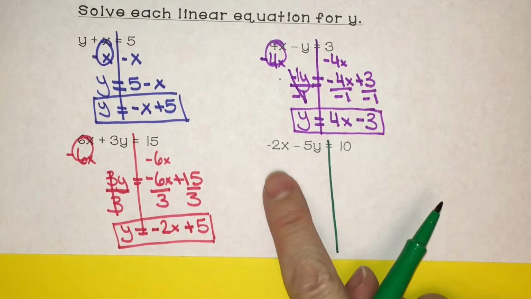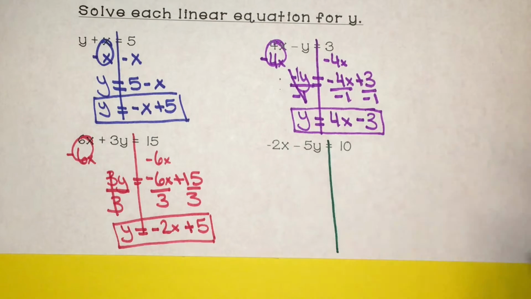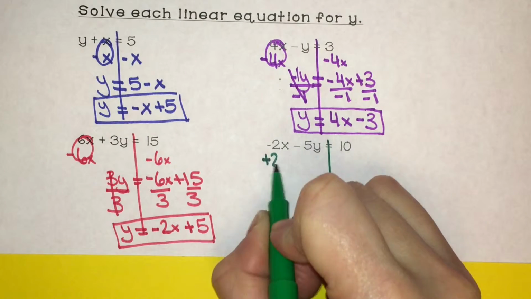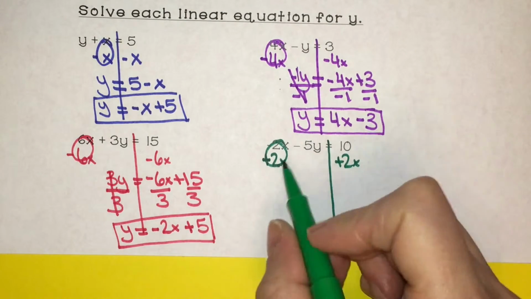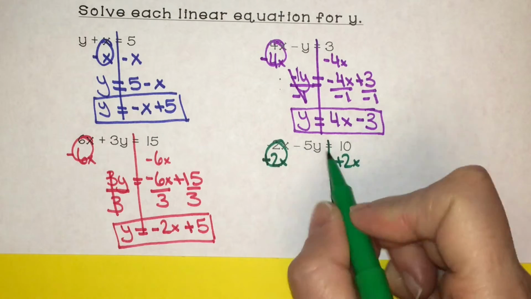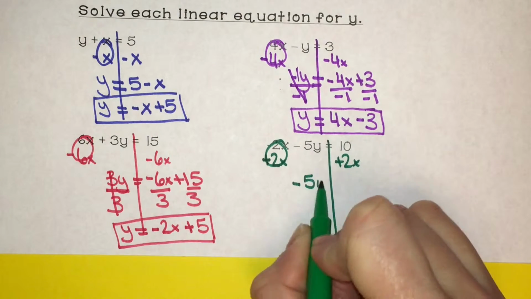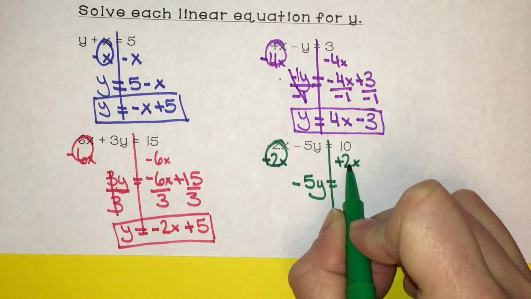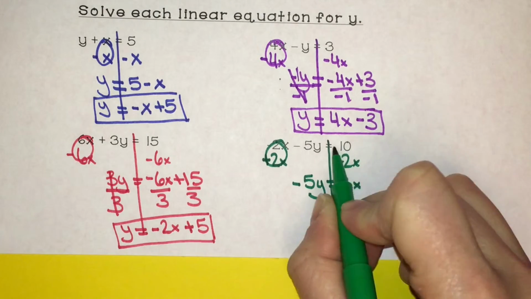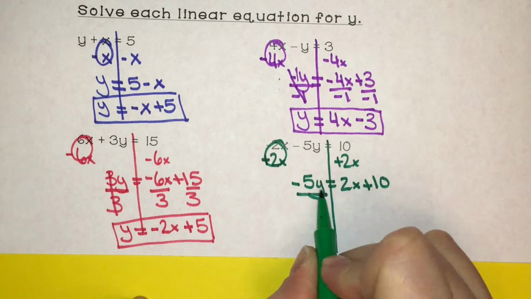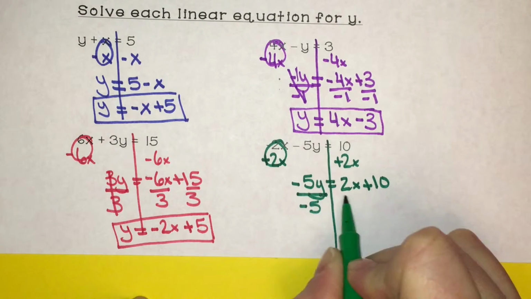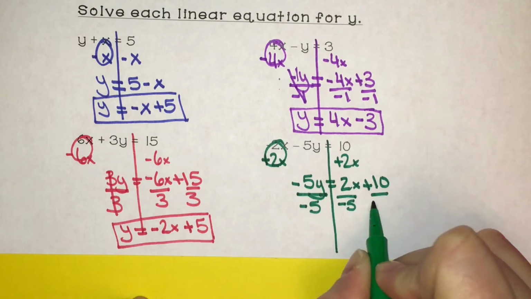Okay, so I need to get rid of that negative 2x by doing the opposite of plus 2x. Negative 2x plus 2x is 0. I still have this negative 5y equals, we have a positive 2x and a positive 10, so plus 10. All right, y is being multiplied by negative 5. Opposite operation, divide by negative 5, but divide everything on both sides by negative 5.